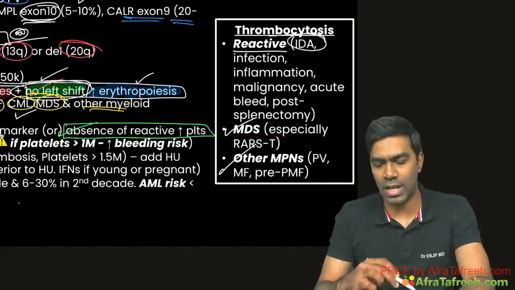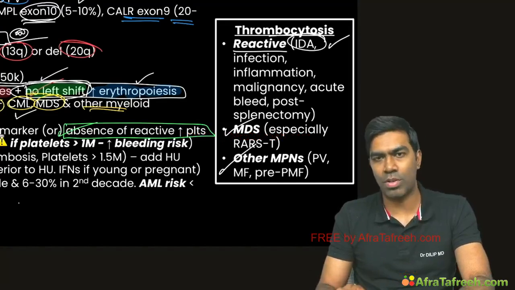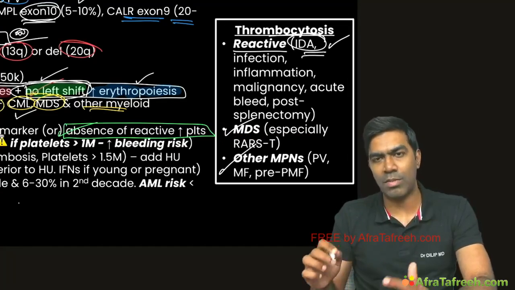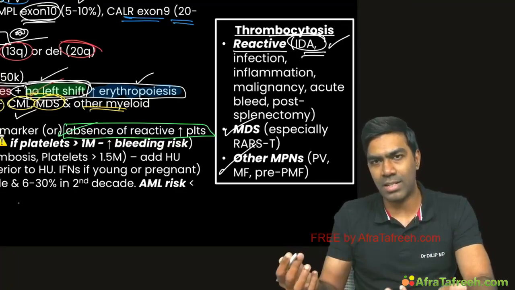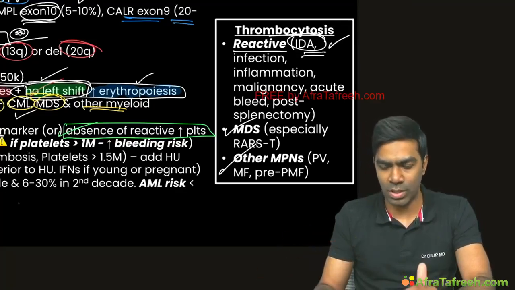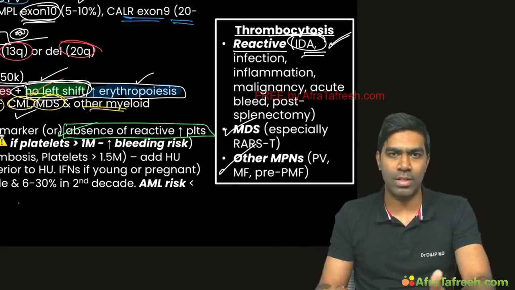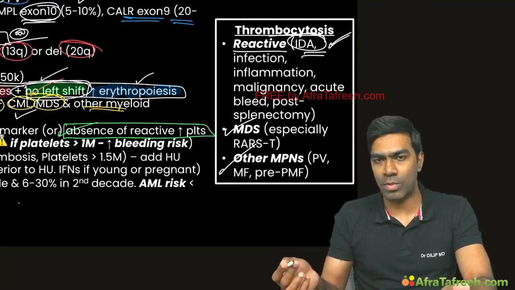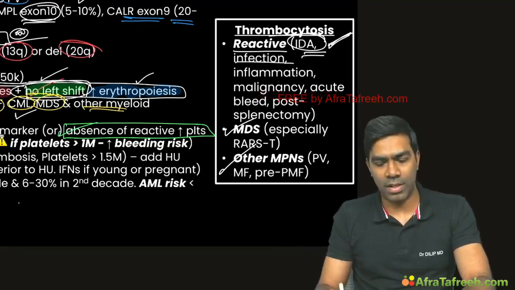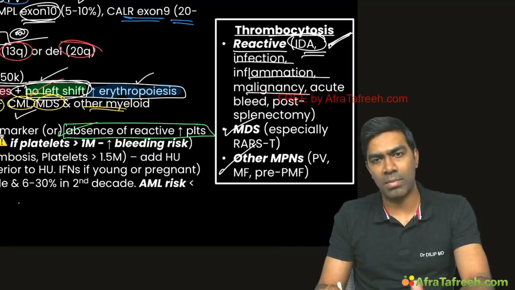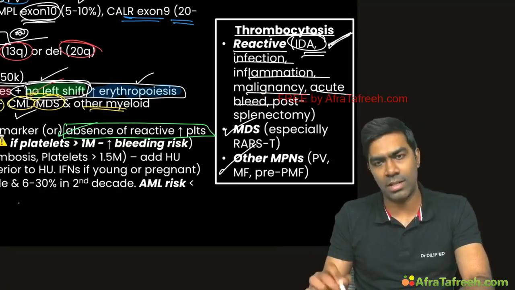What are the usual causes? Iron deficiency anemia. Very, very important cause. That's why at the time of bone marrow aspiration itself, it's better that you do iron staining with the help of Perls Prussian blue and prove that the bone marrow iron stores are adequate in the setting of diagnosis of essential thrombocytosis, because you have to rule out iron deficiency anemia. And second is infection. Third is inflammation. Then malignancy can produce reactive thrombocytosis. Acute bleeding can result in reactive thrombocytosis.